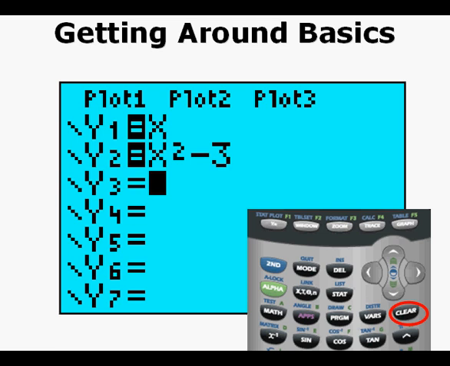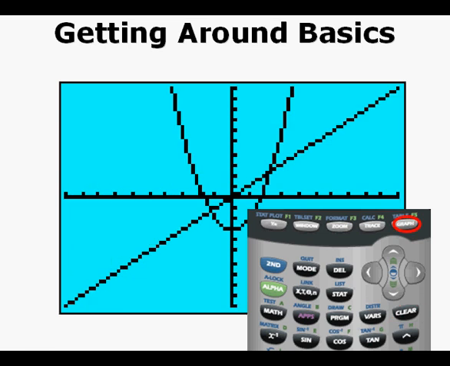We press clear to take off the negative sign. Clear will remove the entire function from the line, while the DEL or delete key will remove just one character at a time. Press graph. This is what we get, the functions y equals x and y equals x squared minus 3.